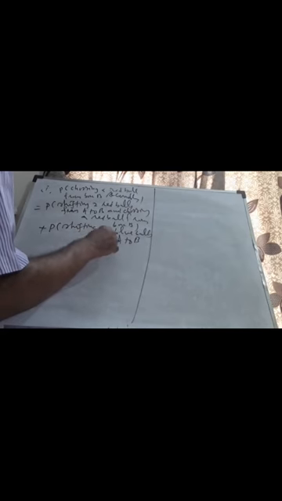plus, what is the second possibility? P of shifting two blue balls from A to B and choosing one red ball from box B, plus P of shifting one red, one blue from A to B and selecting one red ball from box B. These are the different possibilities you should think about.